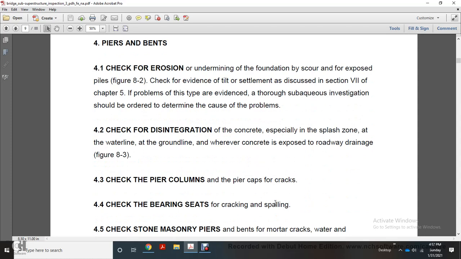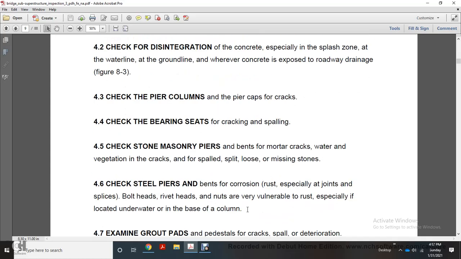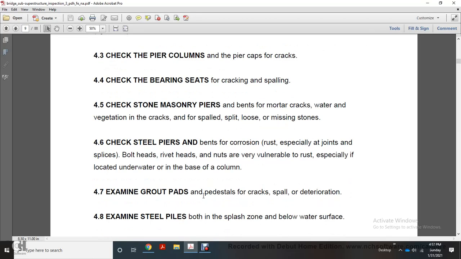Check the bearing seats for cracking and spalling. Check stone masonry piers and bents for mortar cracks, water and vegetation, cracks, spalls, split, loose, or missing stone. Check steel piers and bents for corrosion and rust. Especially joints and splices, bolt heads, rivet heads, and nuts are vulnerable to rust, especially if they are located underwater at the base of the column. Examine grout pads and pedestals for cracks, spalls, and deterioration.